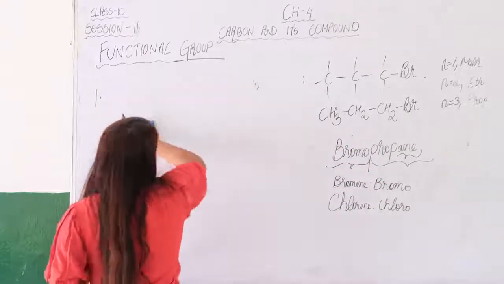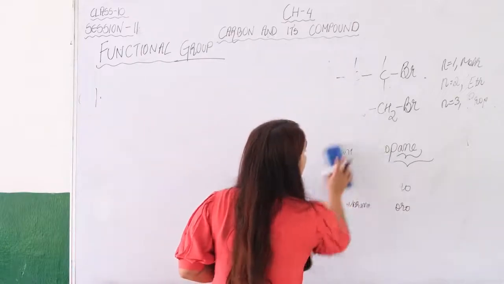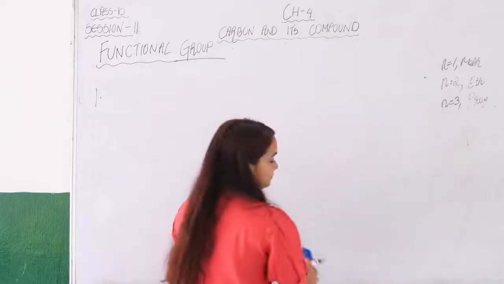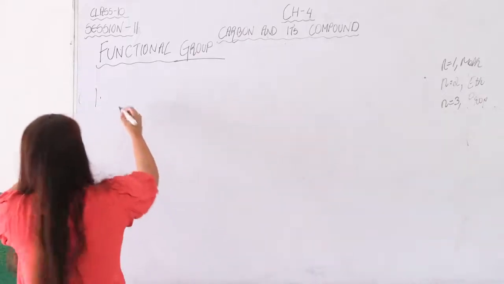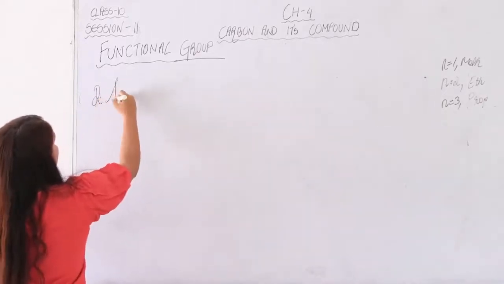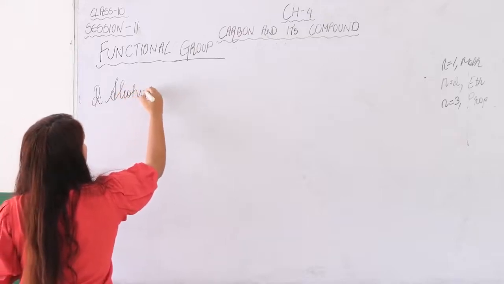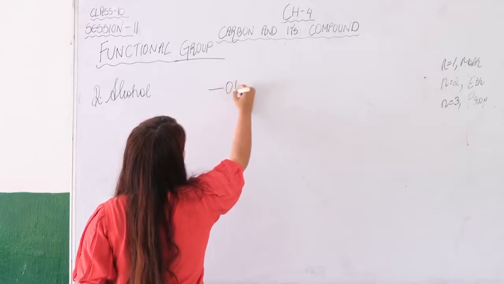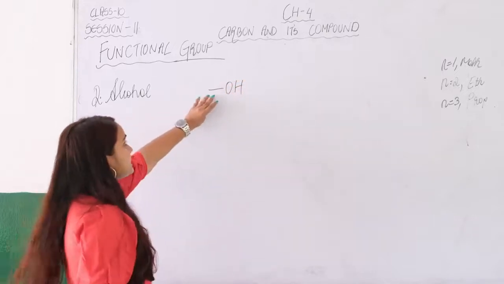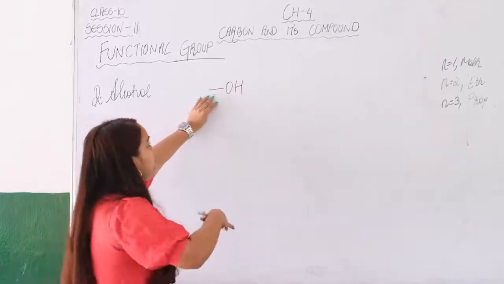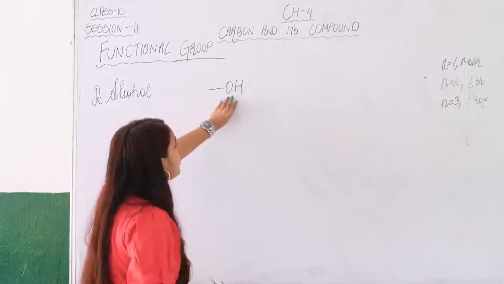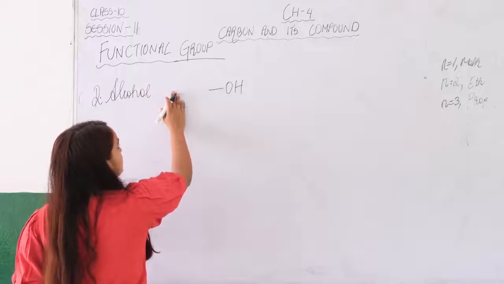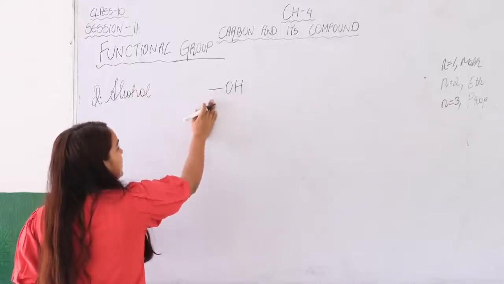Let us see the second functional group, which is alcohol. Alcohol has the symbol OH. This dash also represents the same thing, that the functional group will be placed on the right hand side and the compounds should be placed on the left hand side.